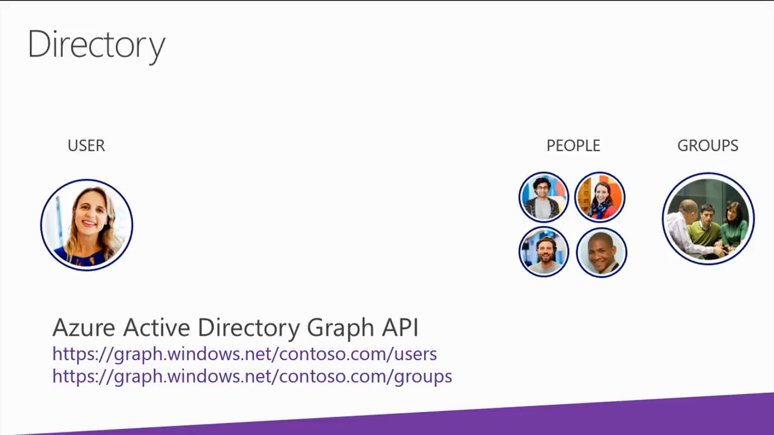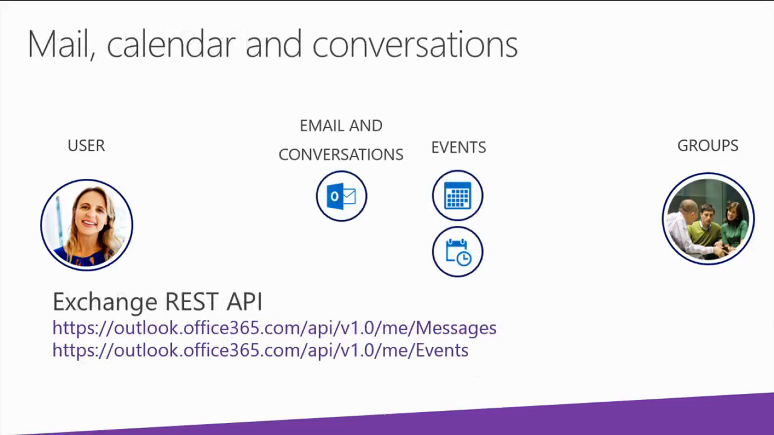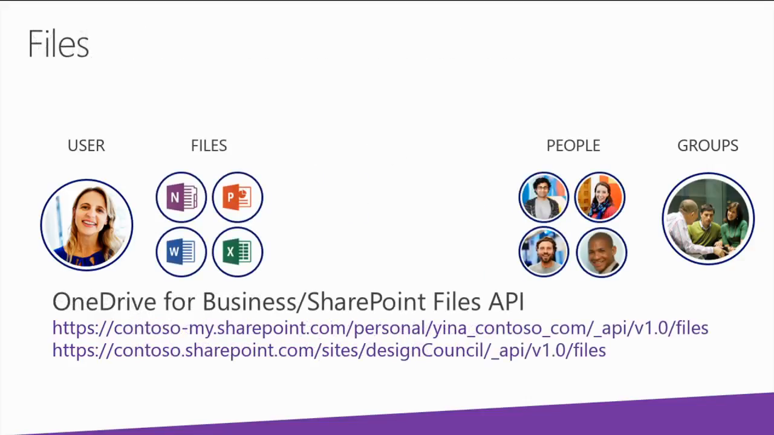If you want to access information about users or groups or just the people in the organization, you have to go against the Azure Active Directory Graph API, which is hosted in graph.windows.net. If you want to get extended properties around users, like the ones, for example, that are hosted in SharePoint and the user profile service, you have to go to SharePoint directly to get those properties. And the HD picture for a given user is actually hosted in Exchange. So if you wanted to get the pictures, you have to go to the Exchange endpoint. To get mail, calendar, and conversations, well, they're all hosted in the Exchange REST API on outlook.office365.com. Files in OneDrive for Business and SharePoint, you have to go to that API directly.